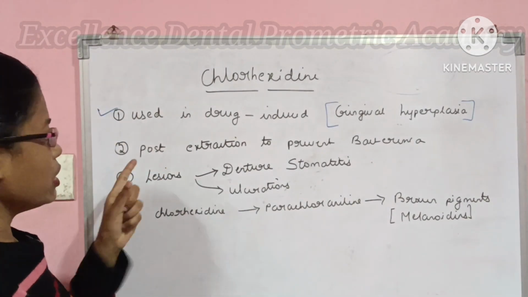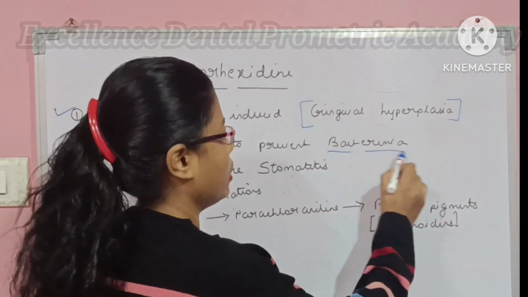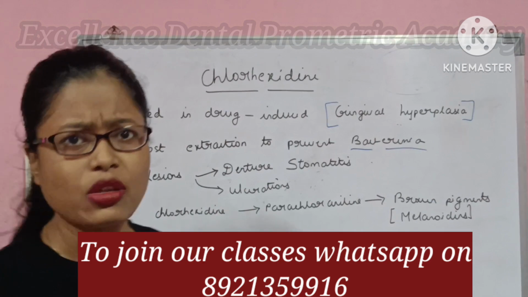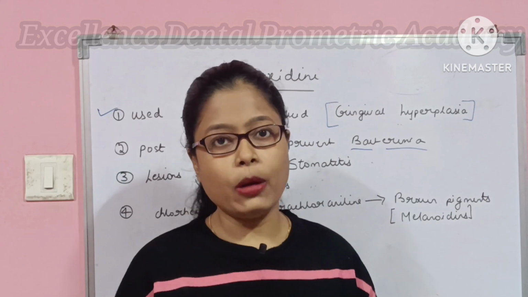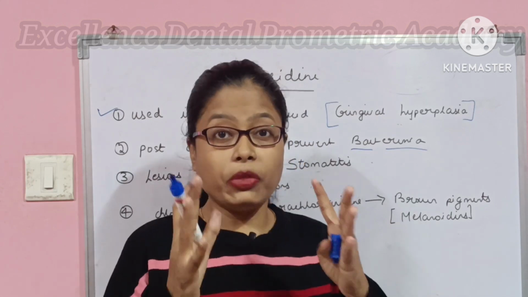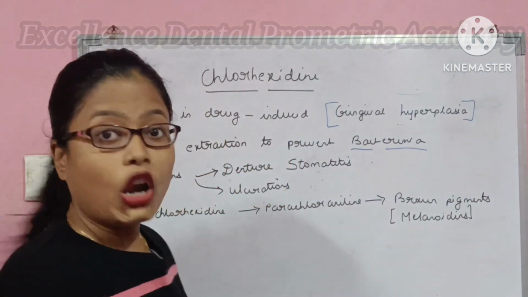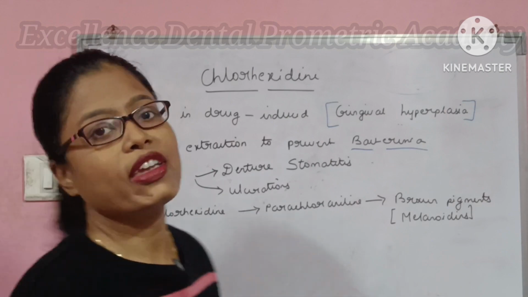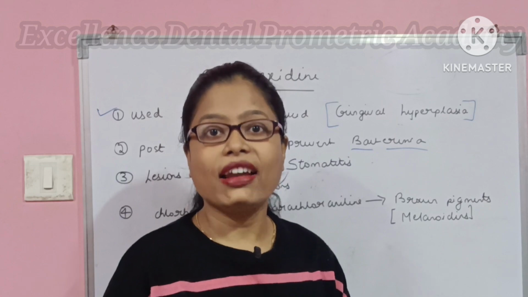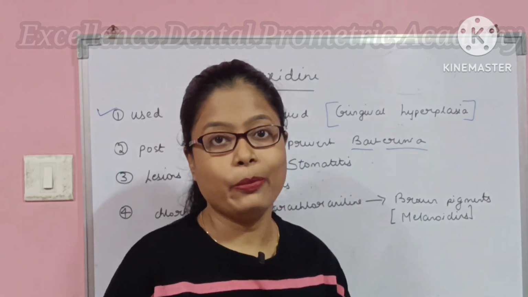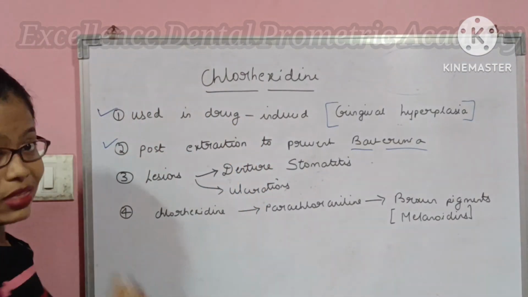Now second point, let's see what it says. It is used in post extractions to prevent bacteremia. So we are all aware that after extractions or any kind of surgical procedures, we always give antibiotics. Now what is the purpose of giving antibiotics? Just to prevent the particular wound from the attack of various organisms, right? So the wound should not get infected. So for that purpose, we give antibiotics. In addition to the antibiotics, we can also give chlorhexidine, which also plays an important role to prevent bacteremia. Okay, so this is the second point.